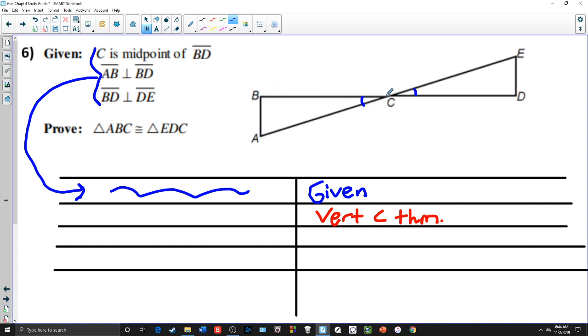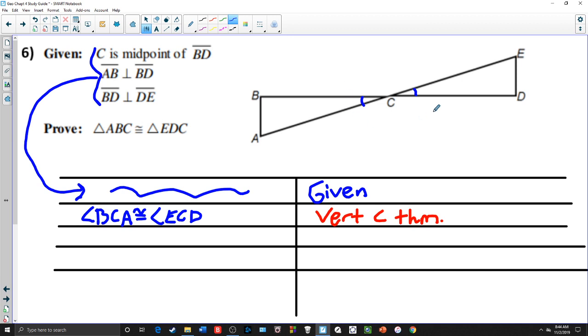I want the angle in this little area, so C has to be my middle letter. So it'd be angle BCA for the left one is congruent to angle, for this one over here, I want ECD. So angle ECD. So then I have my vertical angle set, so that one's done.